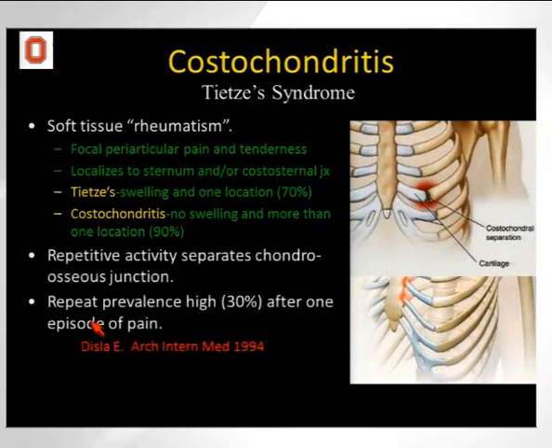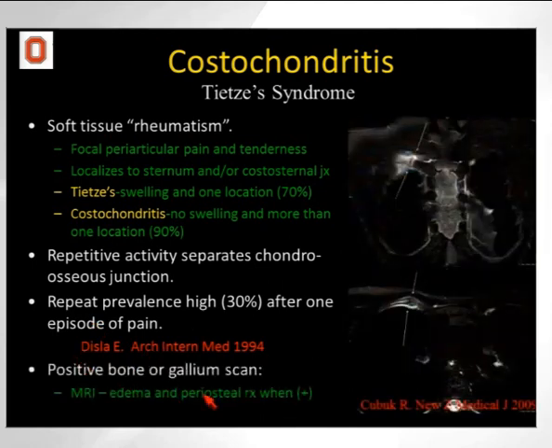Costochondritis, on the other hand, usually affects multiple ribs, usually from 2 to 6, and there is no soft tissue swelling. Now, the etiology is not known, but it's felt to be related to repetitive activity that causes separation of the cartilage from the actual bone. We know that this is an inflammatory process because the gallium scan results in a positive scan.